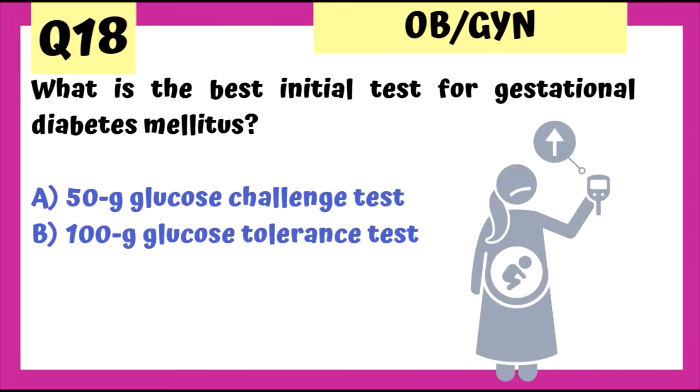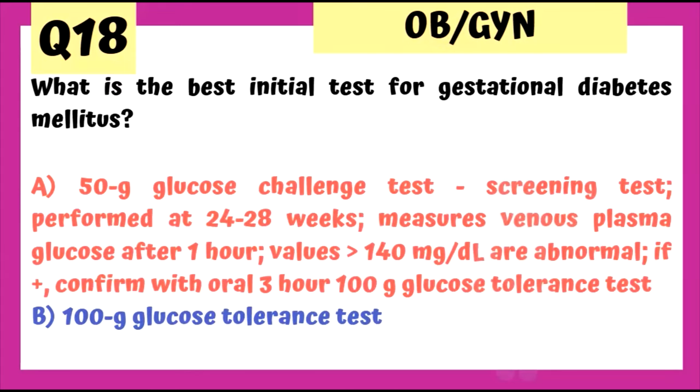Question 18, another boring question. What is the best initial test for gestational diabetes mellitus? And the answer is the 50 gram glucose challenge test. The 100 gram one is done if the first one is positive, we confirm with the 3-hour 100 gram glucose tolerance test. And as you recall, this is all between the 24 to 28 week period.